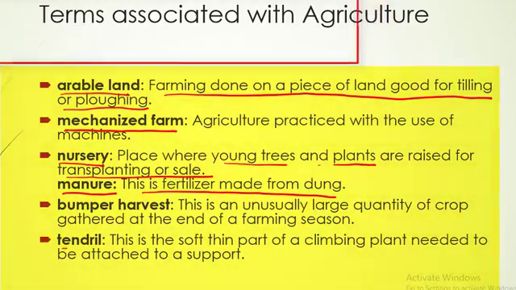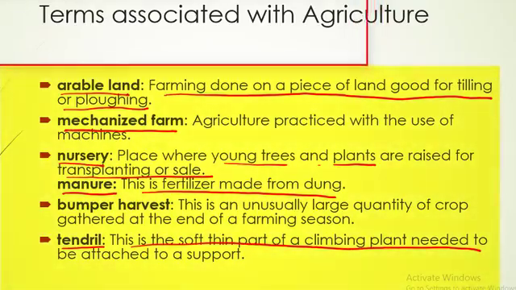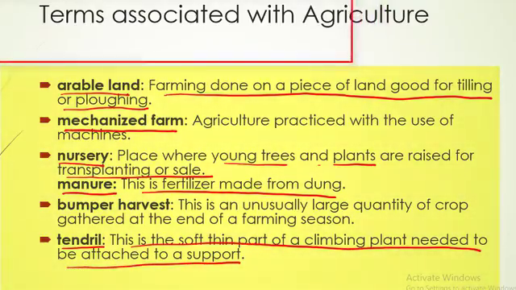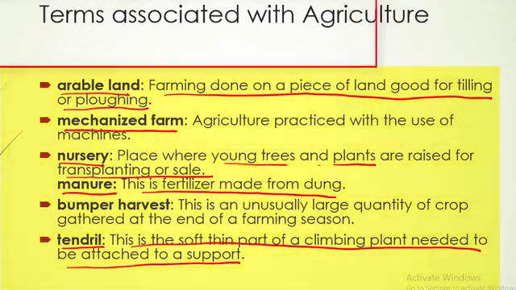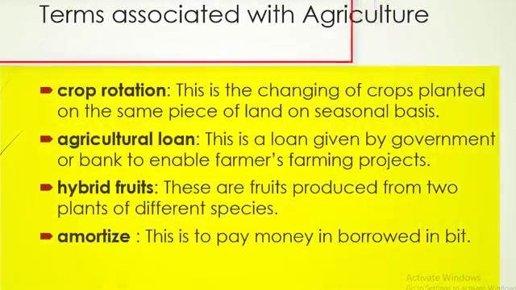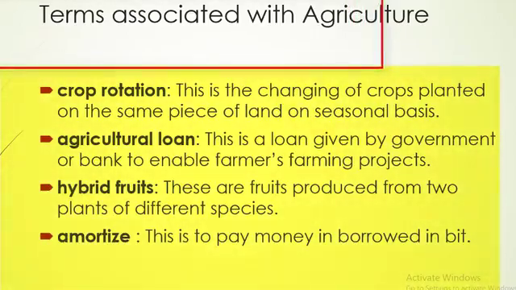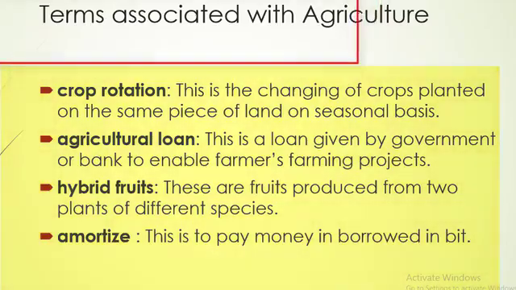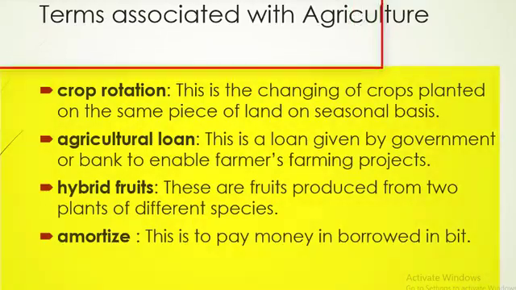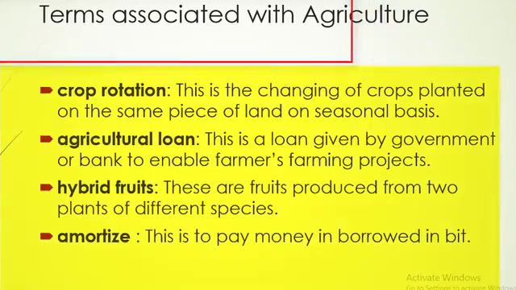Then we have what you call a tendril, which is the soft thin part of a climbing plant that attaches itself like a rope to a tree or to any support. Then we have a system known as crop rotation, where you plant different crops on a particular piece of land. Then we have what we call agricultural loan.